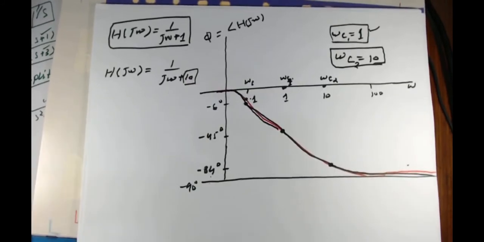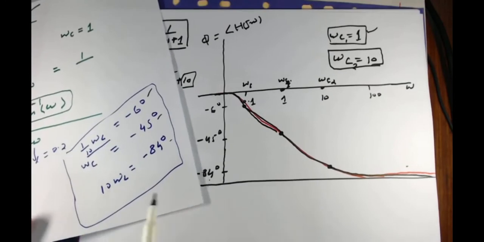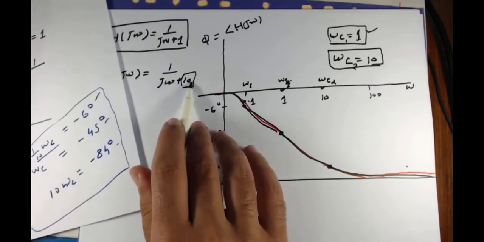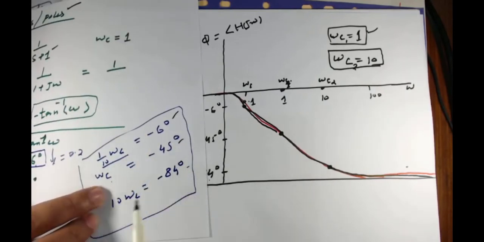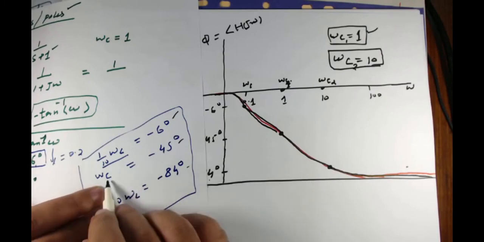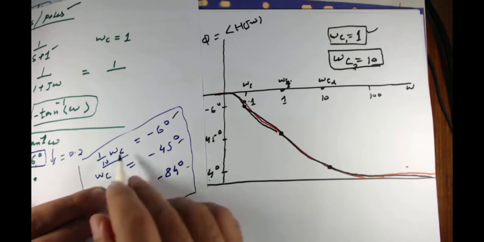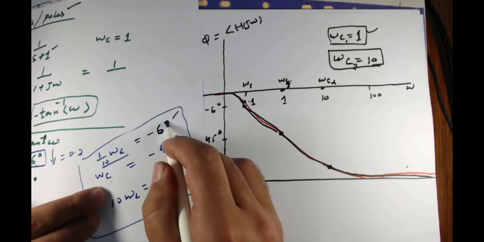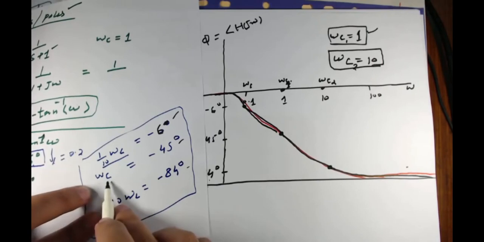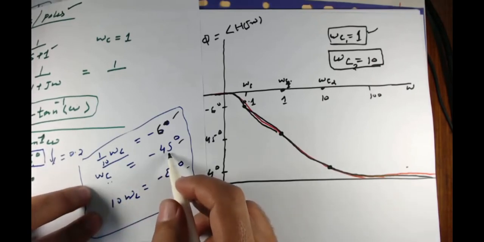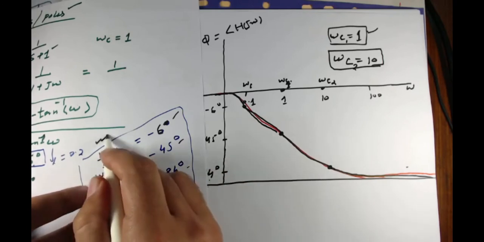Now what you need to do is draw its phase plot. If you remember, I told you that whatever simple pole is given to you, you just need to find omega c, which we already found out is 10. So what we need to do is draw these points. We know that when we go 1 by 10 times omega c, our angle will be minus 6 degrees, and when we go 10 times omega c, our angle will be minus 84 degrees. And when omega equals omega c, this will be minus 45 degrees. So these are all the omega values.